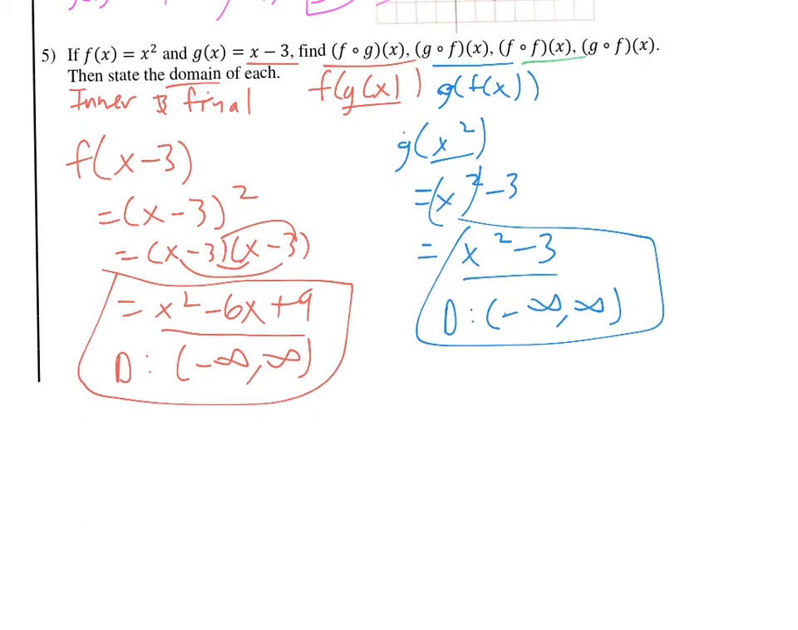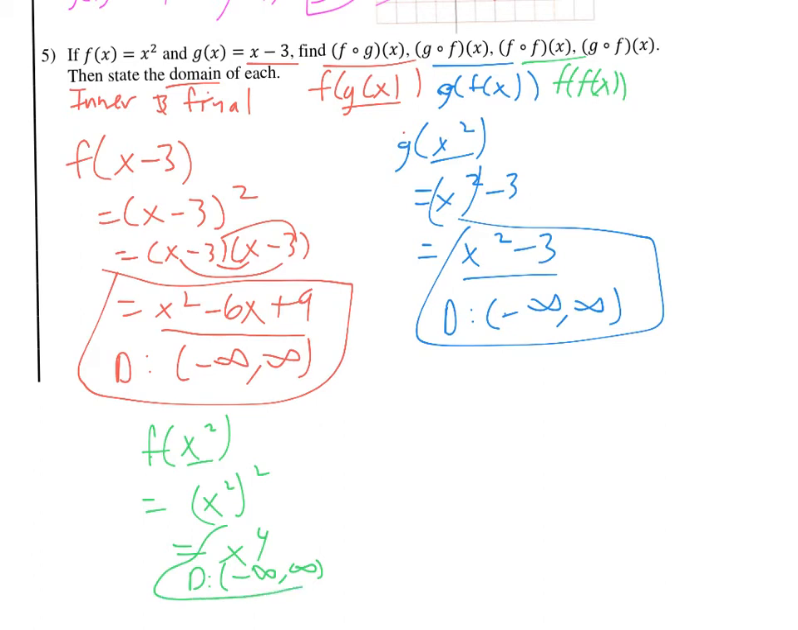All right, next up we have f of x squared. So I'm going to plug in x squared for x, and that means it's going to be x squared squared, which gives me x to the fourth. Once again, I see in the inner function no radicals nor denominators, and in the final answer no radicals nor denominators, so I'm going to say negative infinity to infinity for domain.